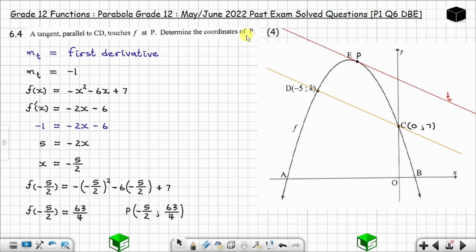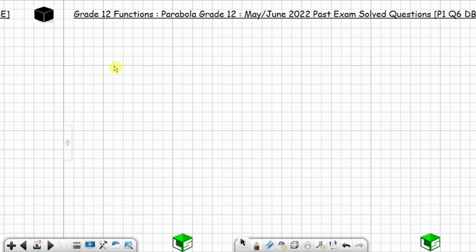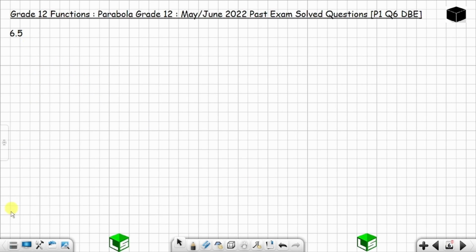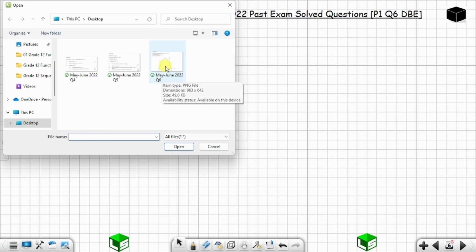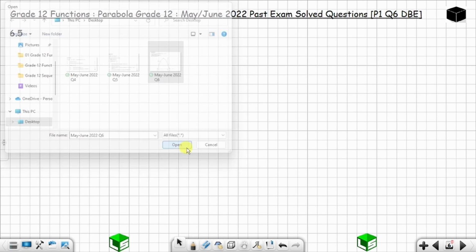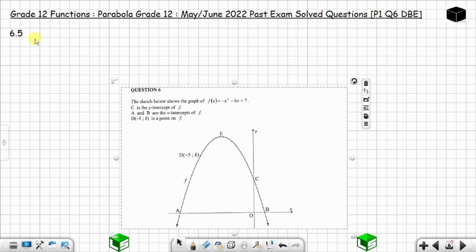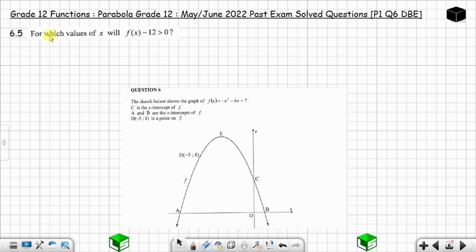Let's move on to the next question, which is 6.5. Let me get the question again. This is question 6 from May-June 2022. So what is the question? 6.5. For which values of x will f of x minus 12 be greater than 0? You need to find the values of x for which f of x minus 12 is going to be greater than 0. And this question is 2 marks.